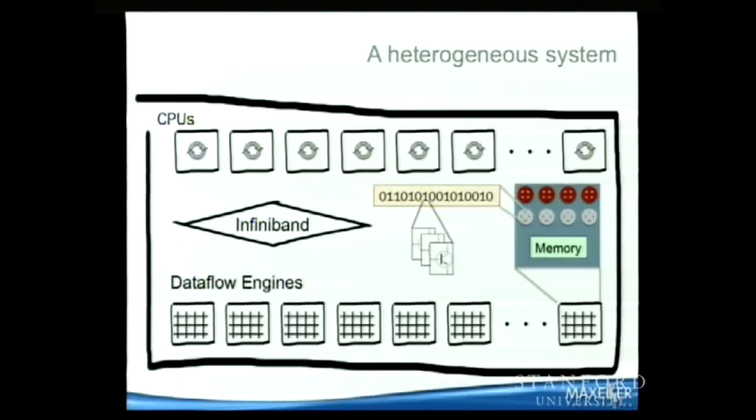There are CPUs in the system. There are Dataflow engines in the system, which we are prototyping on FPGAs. And there is an InfiniBand network that we use to connect these two worlds together flexibly, because you never know how many of the CPUs and how many of the Dataflow engines you may need at runtime.